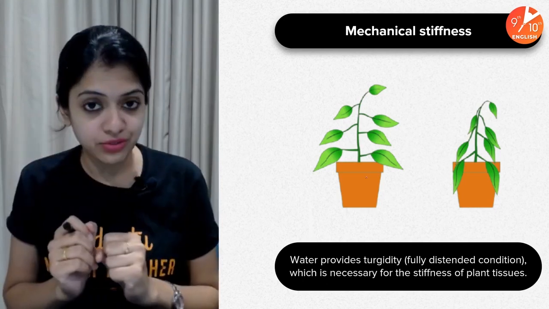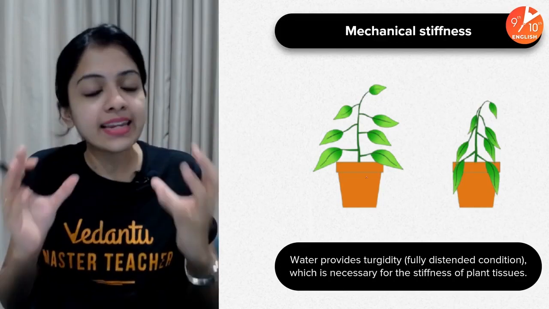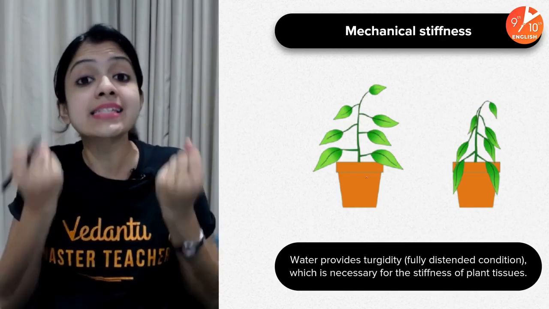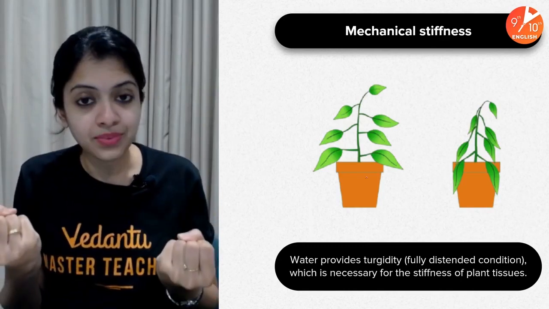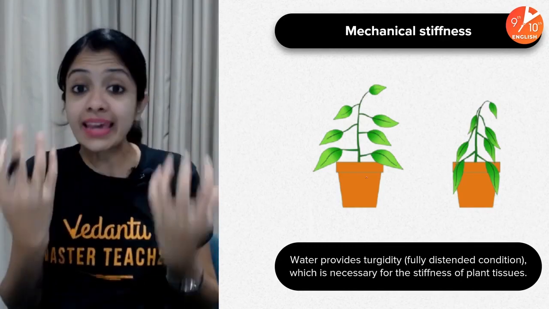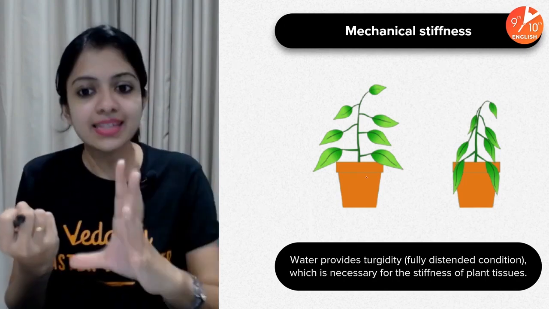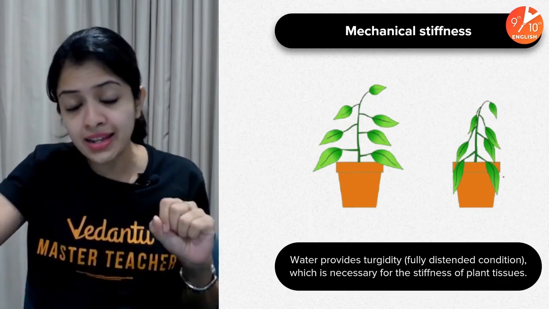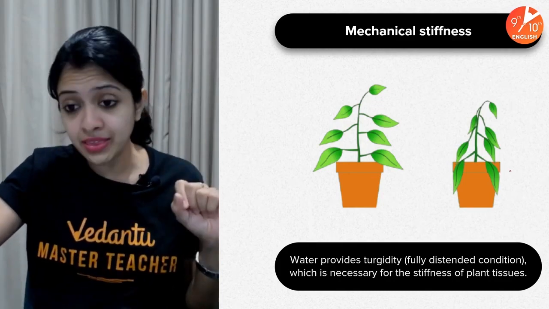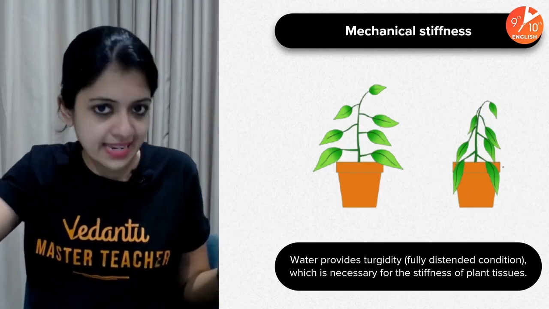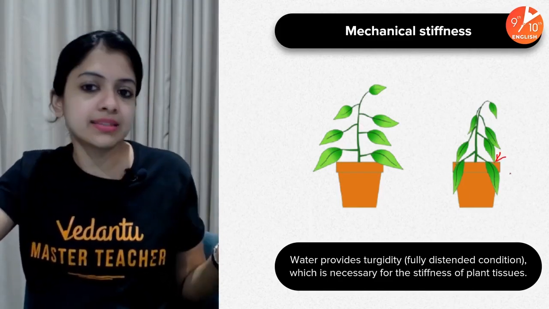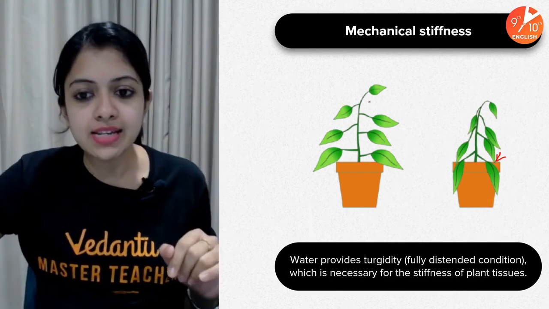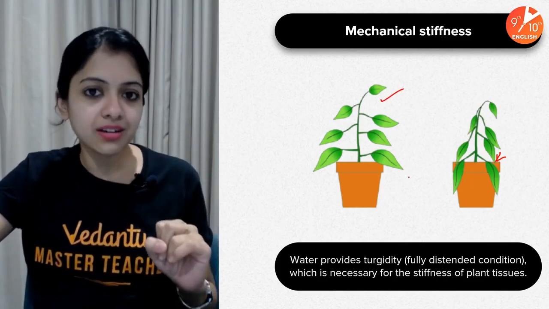So mechanical stiffness is seen in a plant when it is full of water, or rather when a plant cell is turgid or full of water, it appears very, very healthy and mechanically stiff. This is what we mean by mechanical stiffness. If it's dehydrated, if the plant cells don't have enough water in them, they are obviously not turgid, they appear drooped down, and hence they don't appear stiff. Right? This is what we call a healthy turgid plant.